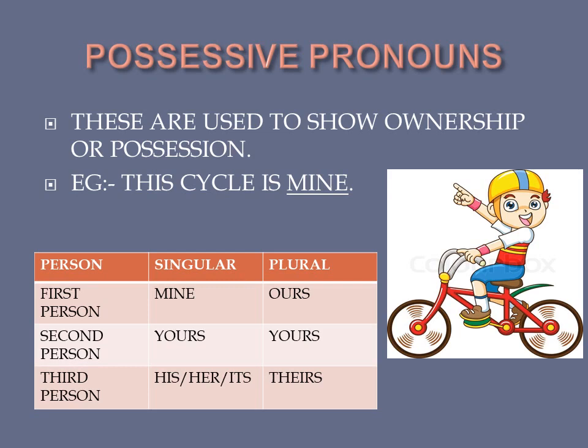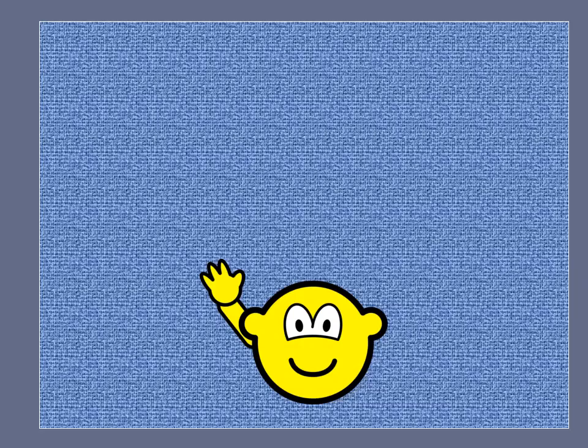Same. In third person singular number, the possessive pronouns are his, hers and its. In third person plural number, the possessive pronoun is theirs. Is it clear to all? Isn't it easy to learn pronouns? Now we will learn how to use and where to use pronouns. Okay? Thank you.